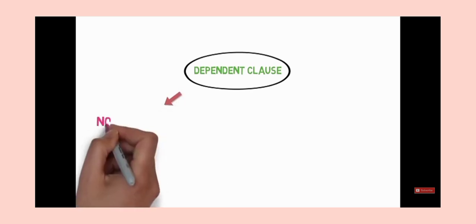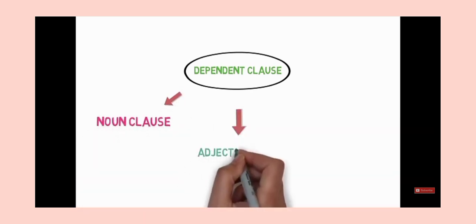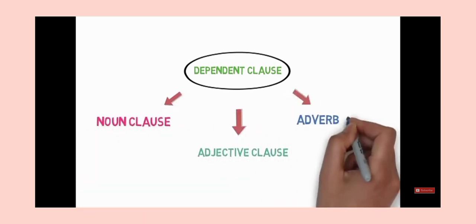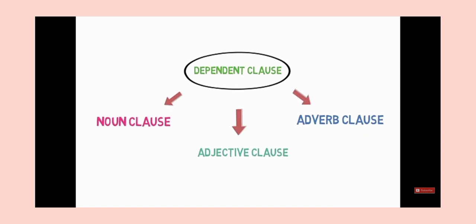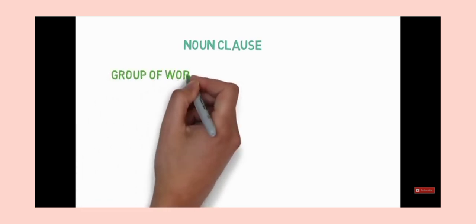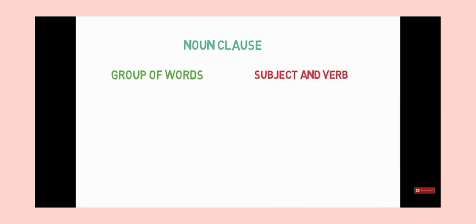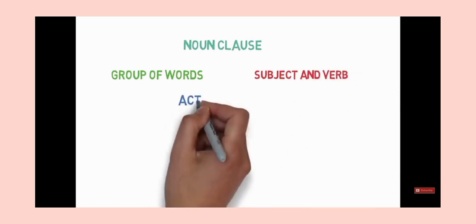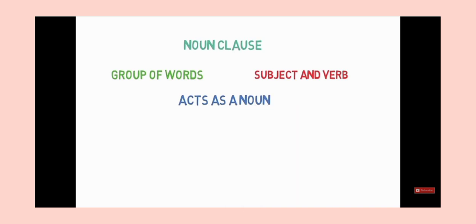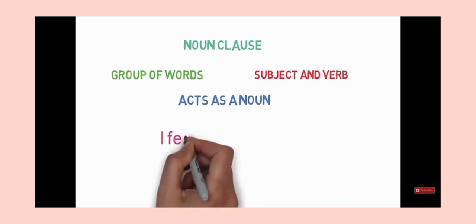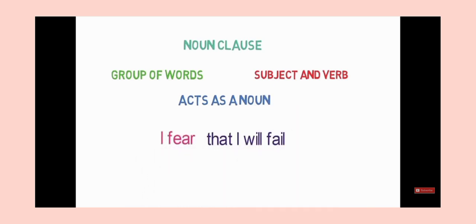Now, dependent clauses are mainly divided into three types: noun clause, adjective clause, and adverb clause. Let's discuss each of them. So what is a noun clause? A noun clause is a group of words having subject and verb of its own, and it acts as a noun in the sentence. For example, I fear that I will fail.